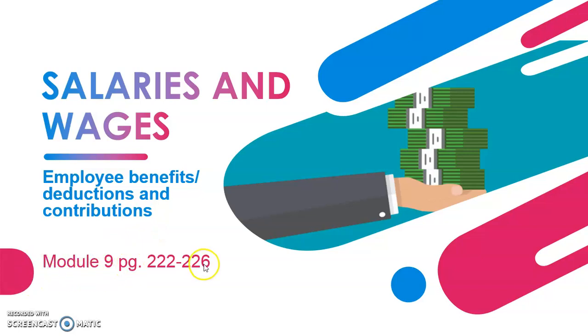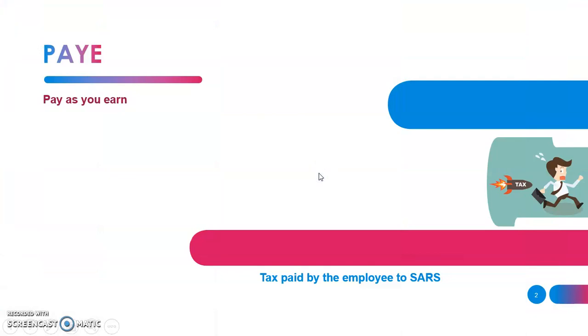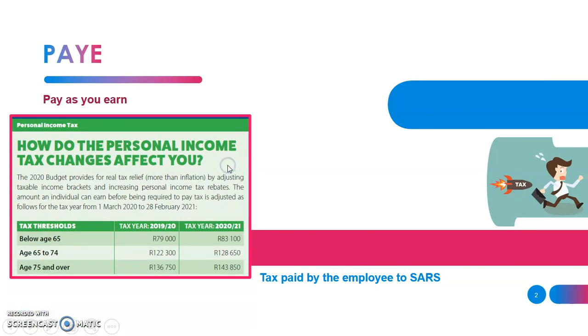Module 9, I'm on page 222. Okay, so first up, PAYE, pay as you earn. You've heard this when we were doing VAT or tax. So first of all, this money will be deducted from the person's salary, unfortunately, before they see it. And then we as the employer will make sure we pay that money to SARS. I've given you two tables from 2020 just to see how it's broken down in the tables.